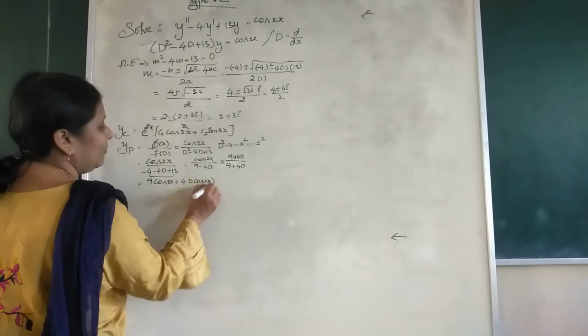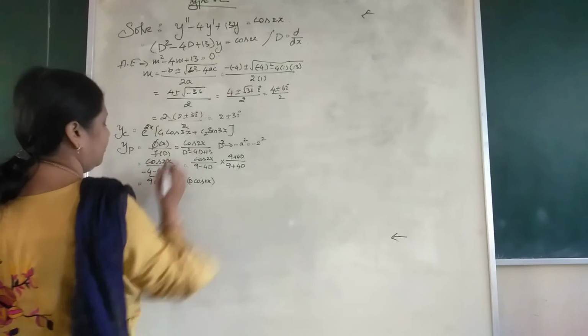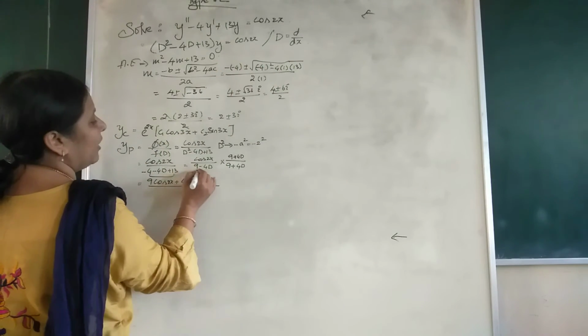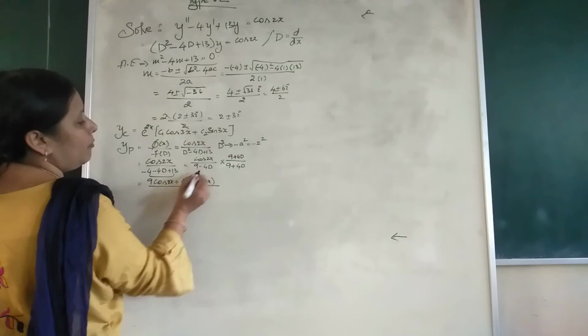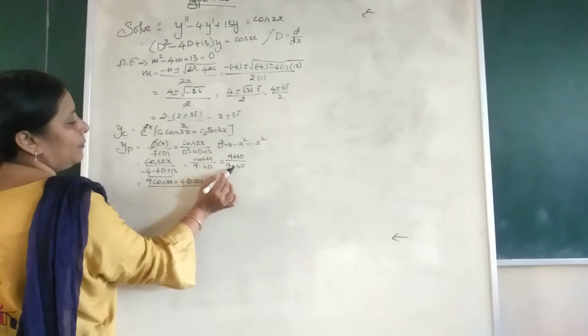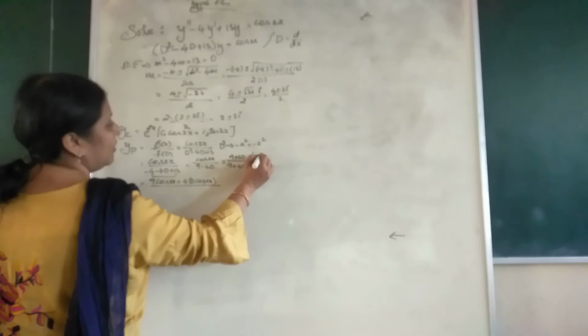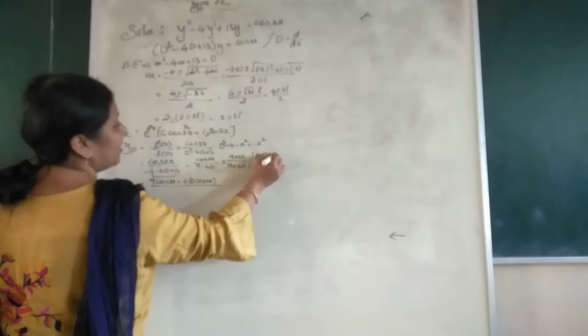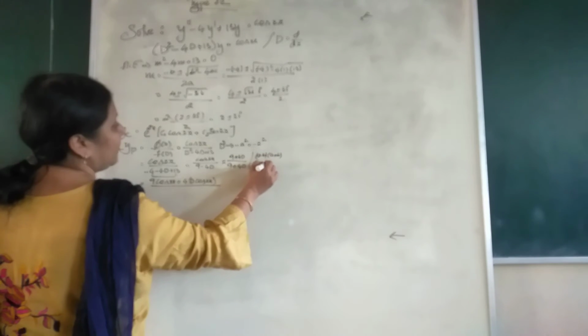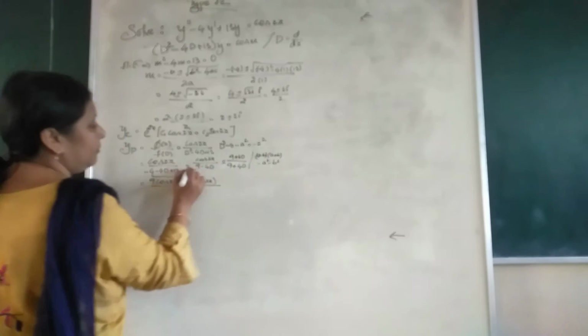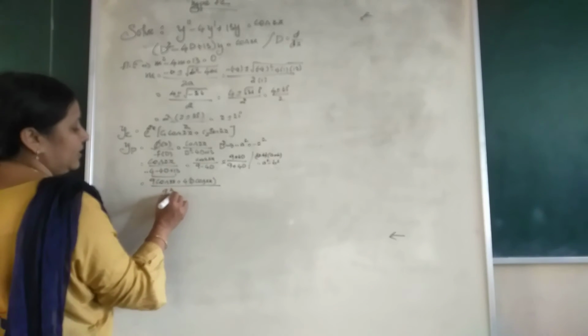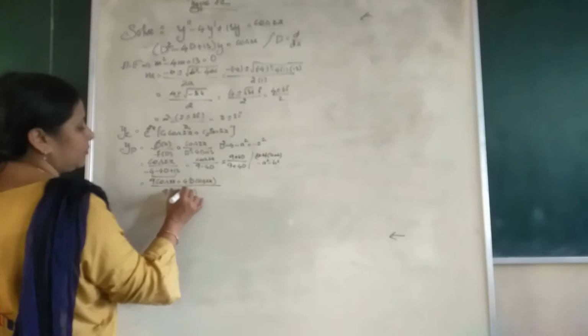4 into D times cos 2x. D is nothing but d by dx. Guys, you have to remember that. Whole divided by, the denominator will be in the form of a minus b into a plus b. What is the formula? a minus b into a plus b can be replaced by a square minus b square. That will be the denominator. So you are going to get 9 square minus 4D the whole square.